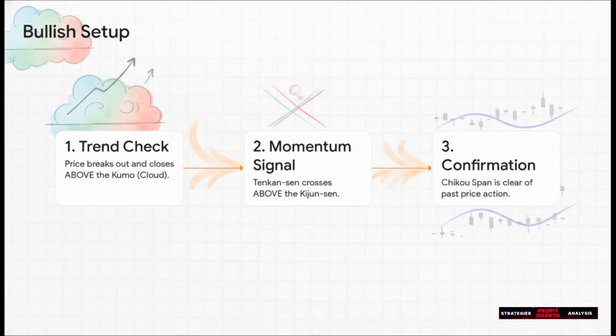For a really solid buy signal, you need to tick 3 boxes, no exceptions. Number 1, the trend check. Price has to be clearly above the cloud. Number 2, the momentum signal. We need that bullish cross of the Tenkan over the Kijun. And third, and this is crucial, the final confirmation. That lagging Chikou span must be free and clear, flying in open space above the price from 26 periods ago. All 3 have to be true.